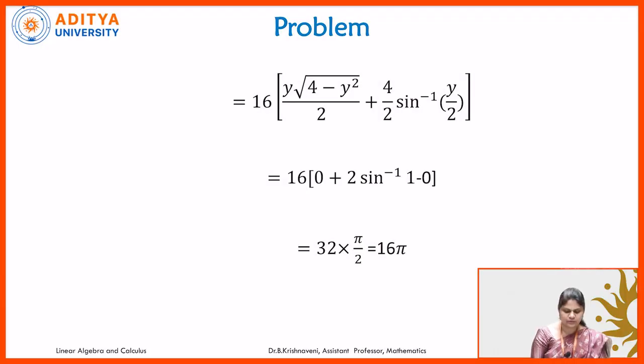Substituting the upper limit 2: 2 into root of (4 - 4) becomes 0, and 4/2 sin inverse (2/2) is sin inverse 1. For the lower limit, y into something means 0 into something is 0, and sin inverse 0 is 0, so the lower limit is 0. This will be equal to 2 into 16, which is 32, times sin inverse 1, which is pi/2, that is equal to 16 pi. So this is the way you can find the volume of the given region.